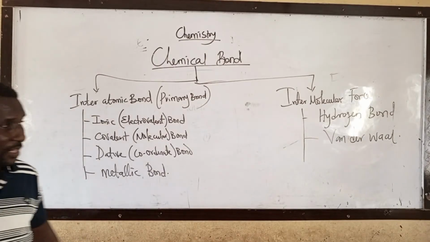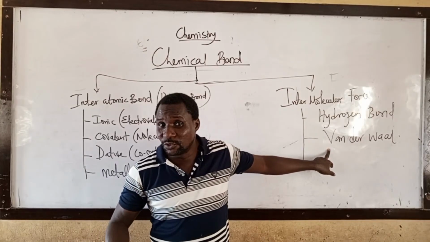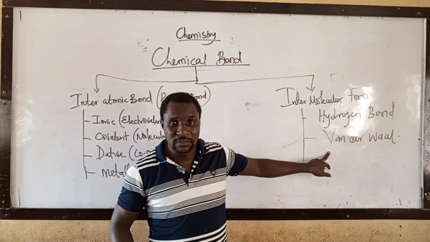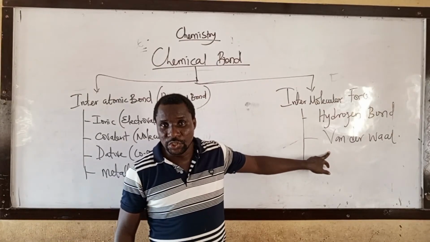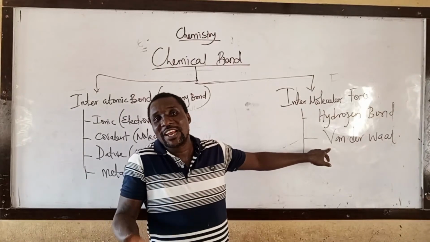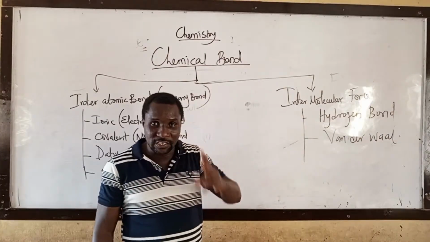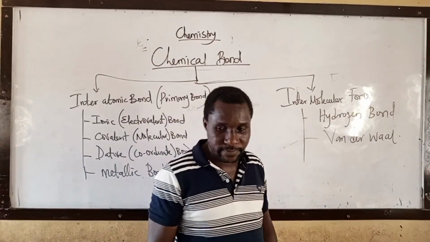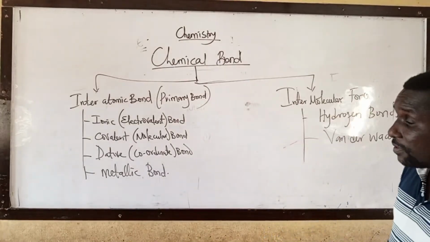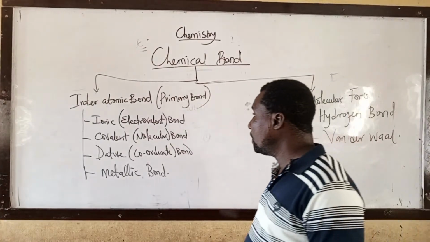This Van der Waals, when you get to A level, can be divided into three: London dispersion, dipole-dipole, and dipole-induced dipole. It can be further divided, but you don't need that. Just three. Take note of that. But for O level, you don't need to disturb yourself.